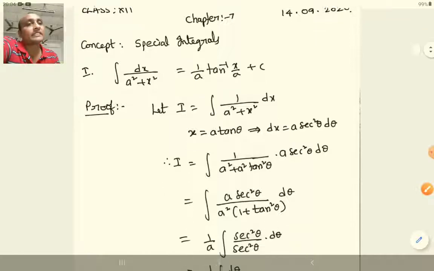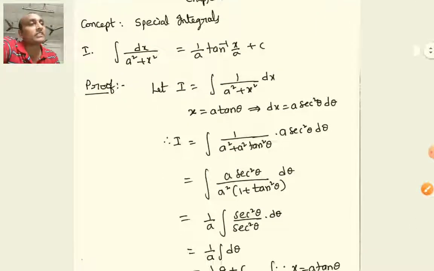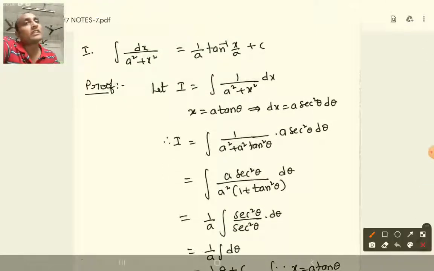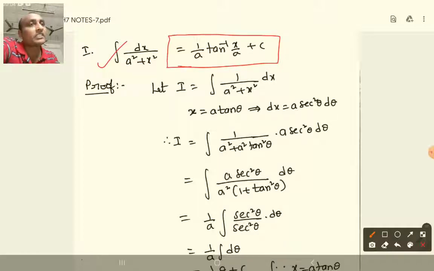Let me discuss the derivation. How to integrate of the type integration of dx by a square plus x square. How did we get this one? We have a method which is called the method of integration by substitution. That method I use here.